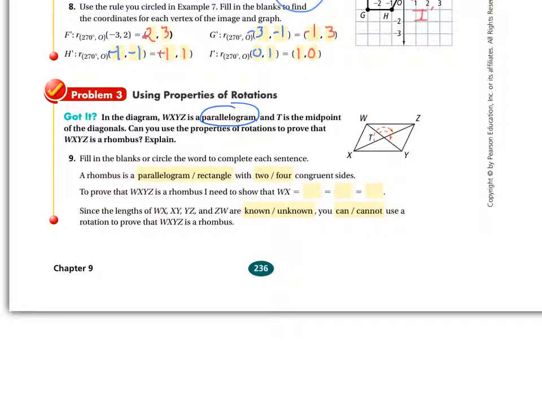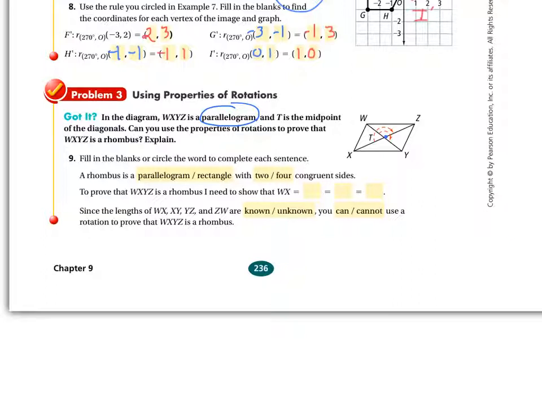And they do say that T is the midpoint of the diagonals. So that's this point right here. See if I can get right in the center. So that's T. Can you use the properties of rotations to prove that WXYZ is a rhombus? What would we need to prove for it to be a rhombus? What's the difference between a parallelogram and a rhombus? Are all rhombi parallelograms? Yes, they are. What makes them a special parallelogram?